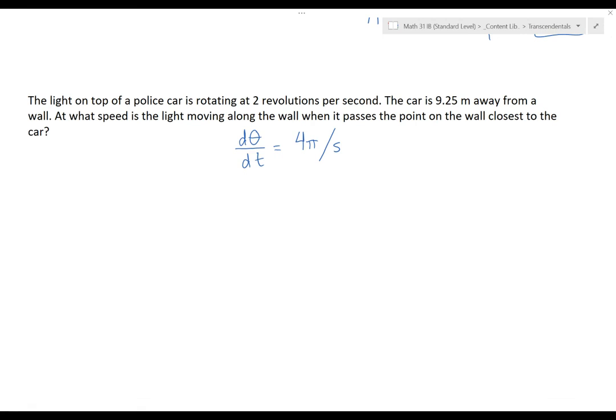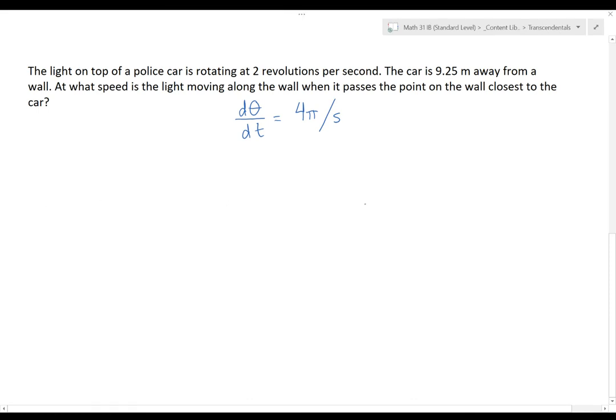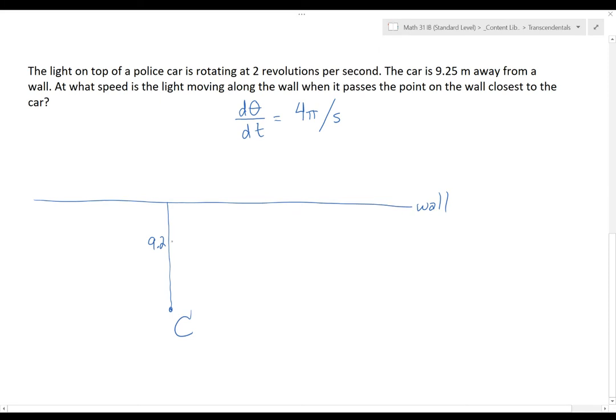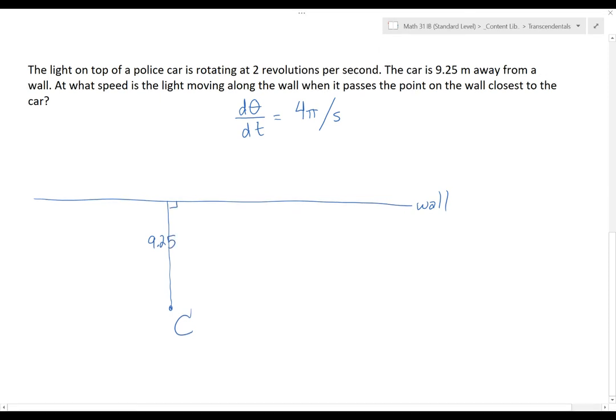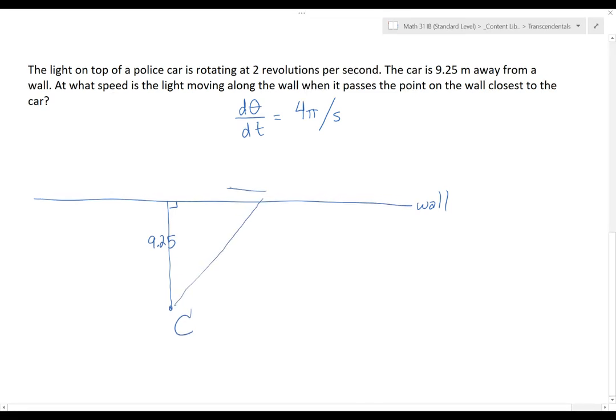All right, let's try and get a diagram here. The car is 9.25 meters away from a wall. So we have a wall. We have a car. That car is 9.25 meters away from that wall. And those are always measured directly, so that must be a perpendicular angle. At what speed is the light moving along the wall when it passes the point on the wall closest to the car? So essentially, let's imagine the light is kind of moving this way.